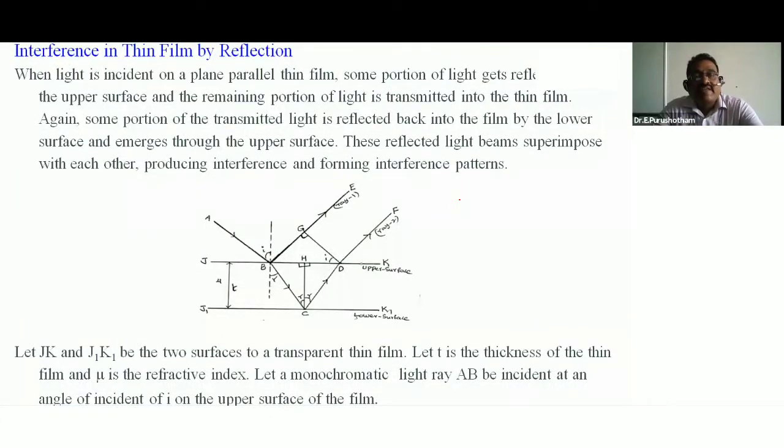Interference in thin film by reflection. The example of interference in thin film is Newton rings. So you observe here interference in thin film by reflection.